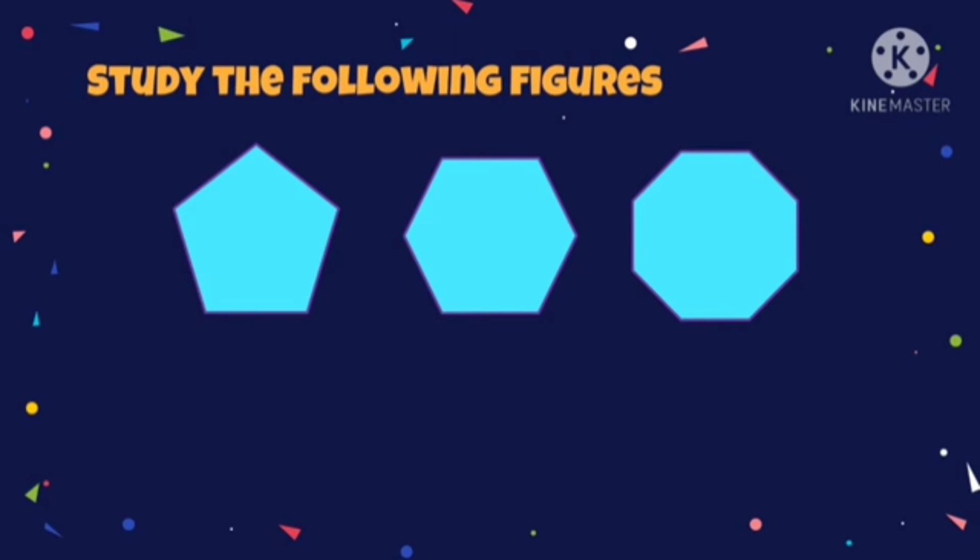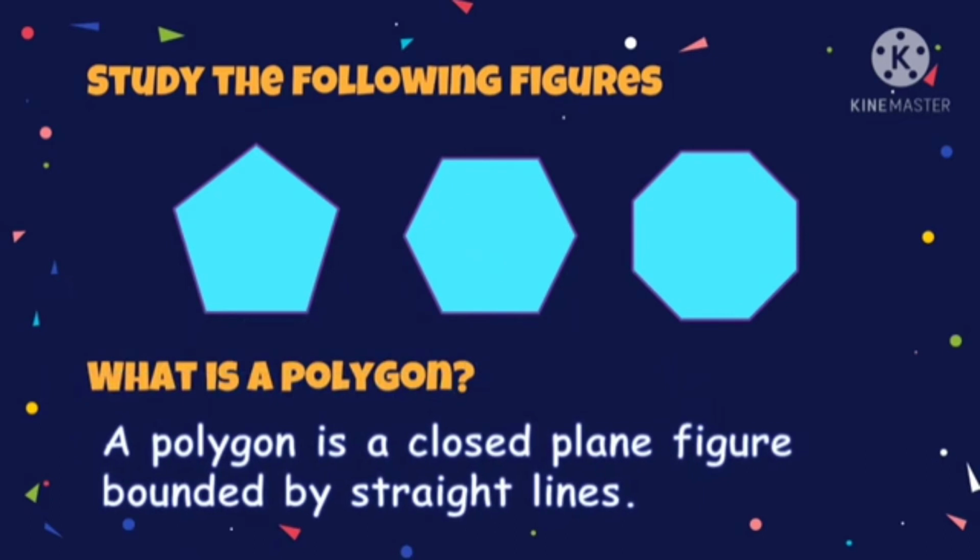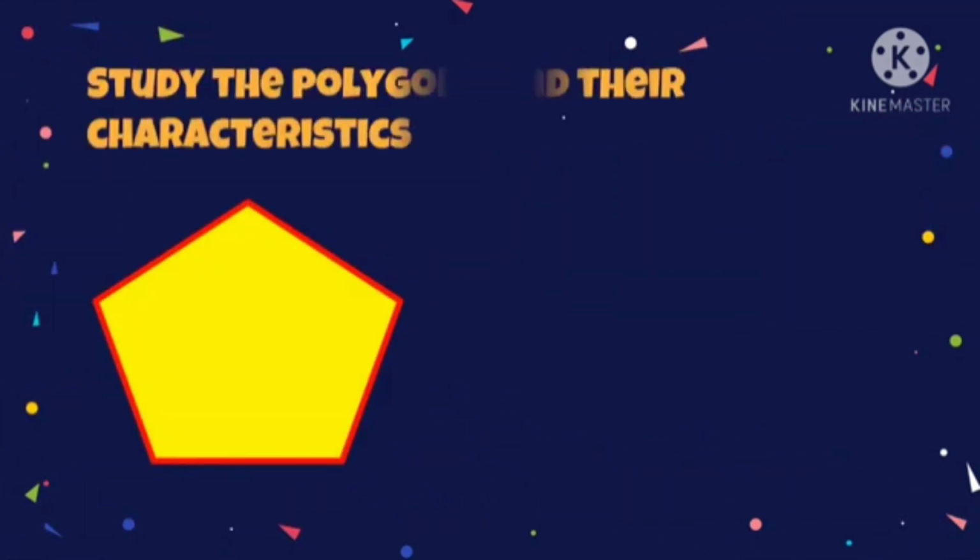Since alam na natin na sila ay mga polygon, what is a polygon? A polygon is a closed plane figure bounded by straight lines. So yun nga, dapat ang polygon ay closed plane figure na bounded ng straight lines or pinagdudugtong-dugtong sila ng mga line segments or straight lines. So let's study the different polygons and their characteristics.